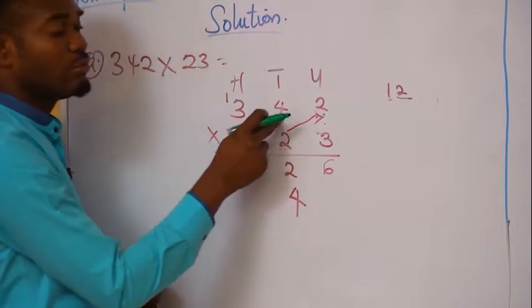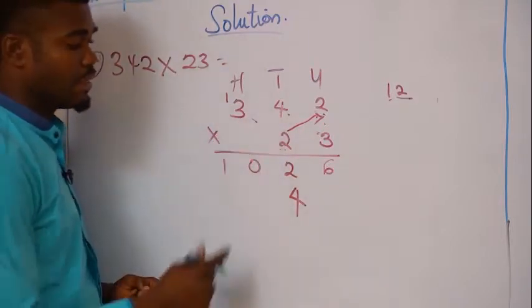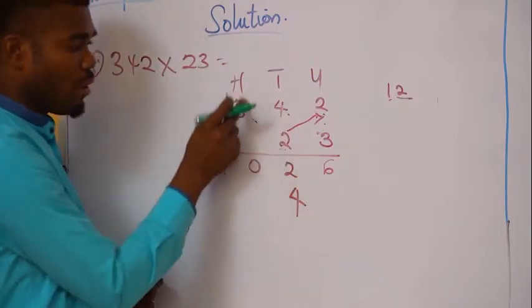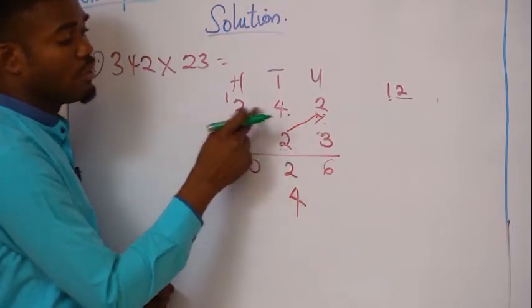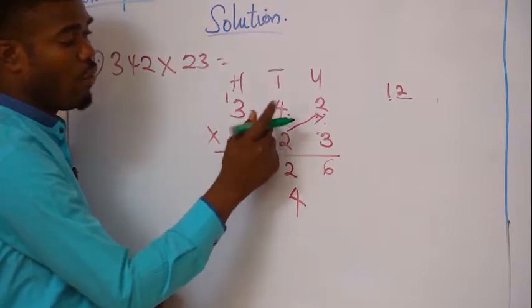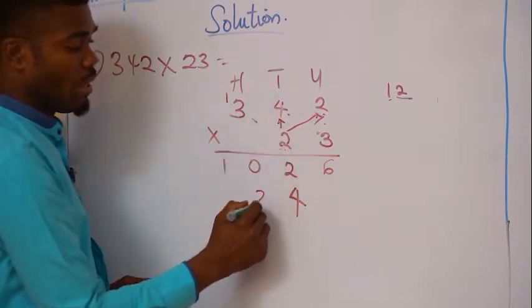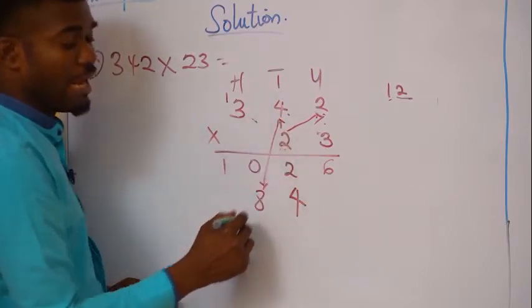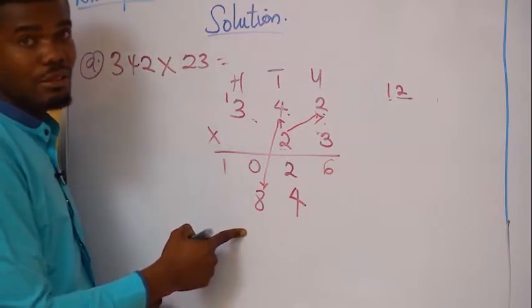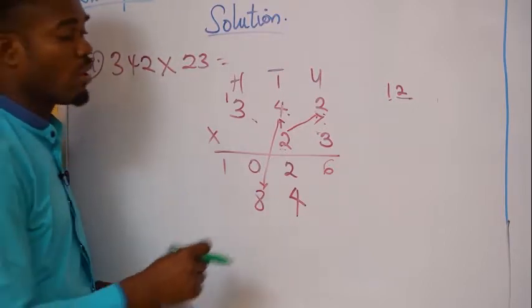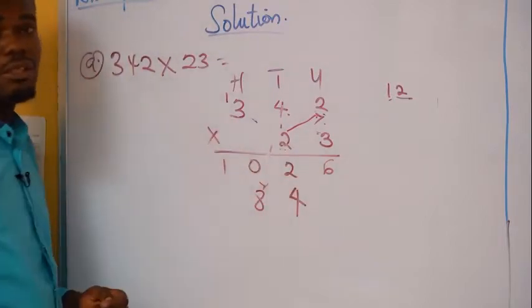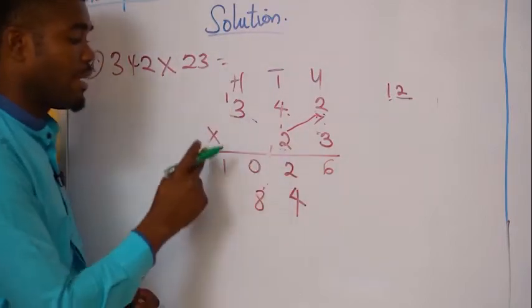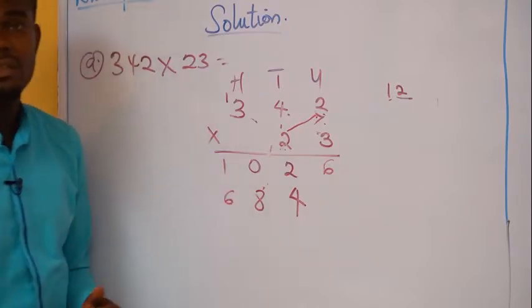So I do 2 times 4, which is 8. My 8, I will write under the hundreds. I come under my hundreds here and write 8. Do you understand? That's the tricky part of this work, so you need to pay close attention to it. The next one we have is 2 times 3, which gives us 6. So automatically I write my 6 under the thousands.